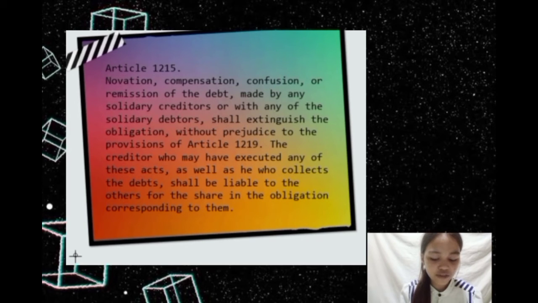Jad cannot ask reimbursement from Princess because the remission is essentially gratuitous or without consideration. If Jad were to be allowed reimbursement from his co-debtor, Princess, Jad will be enriched at the expense of Princess.